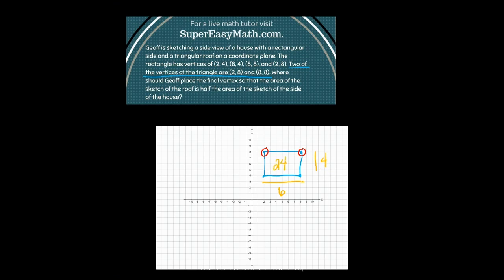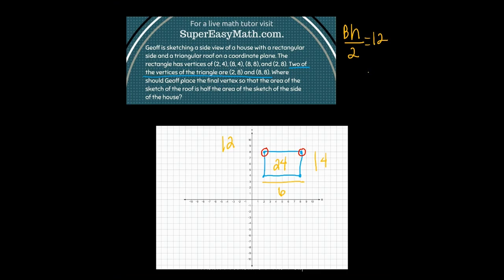Well, the problem tells us that the roof is going to have an area that is half of the rectangle on the bottom, so that means I know the roof's going to have an area of 12, so I'm going to write that 12 out to the side so that I can keep it in mind. Now I want to consider the formula used to calculate the area of a triangle, and that would be base times height over 2. We know the answer of this is going to be 12, so I'm going to write that formula and set it equal to 12.